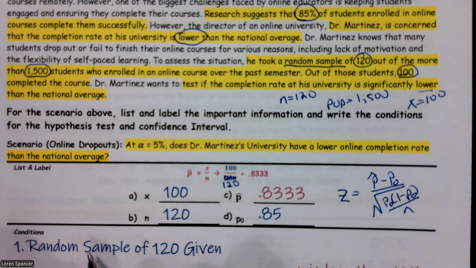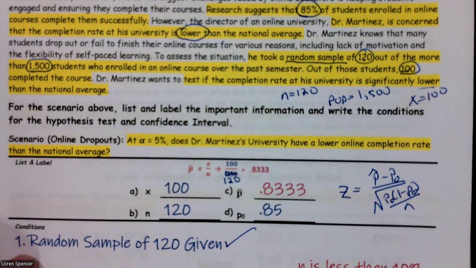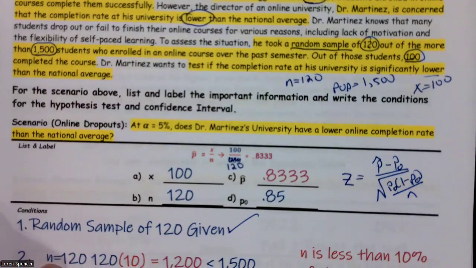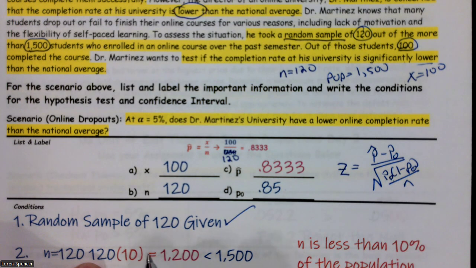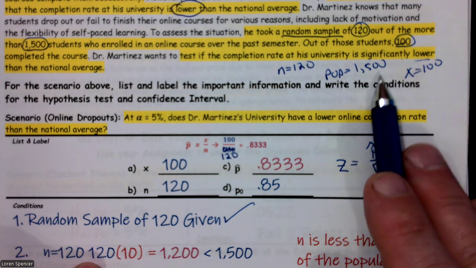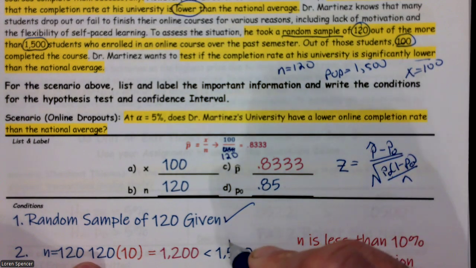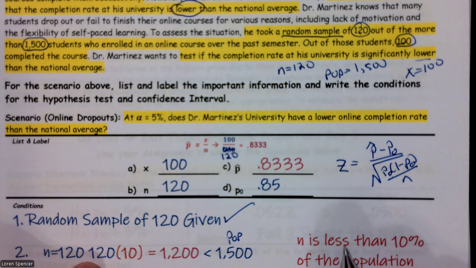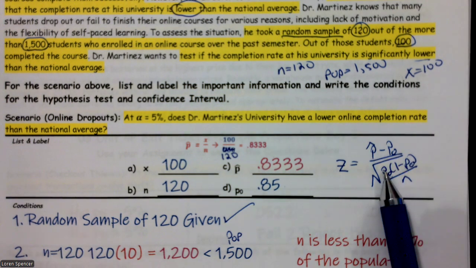The first thing, oh, random sample, they told us that. They said that in there, and it was a sample size of 120. That was given. We just checked that off. That's good. All right, the sample size. Well, our sample size is 120. We always multiply by 10. 120 times 10 is 1,200. That's less than 1,500, which was our population size. So this right here is our pop. And so N is less than 10% of the population. Yay, we're good there.